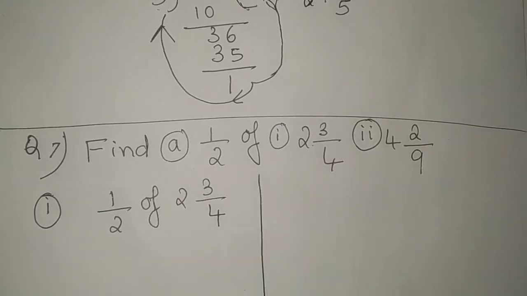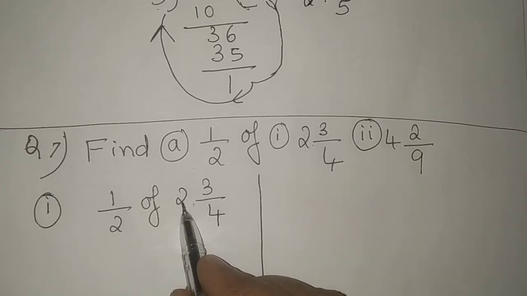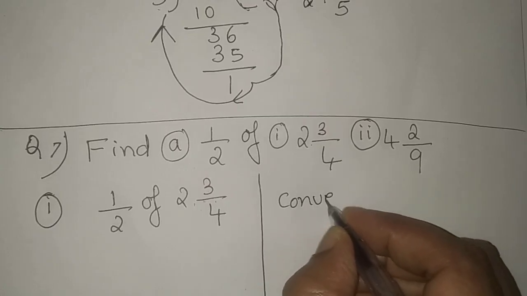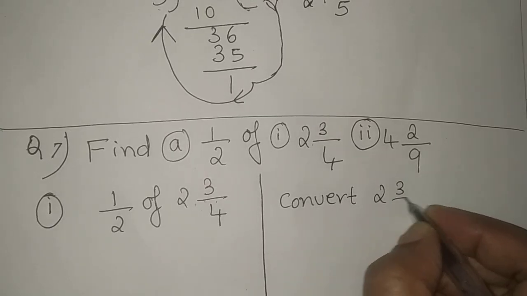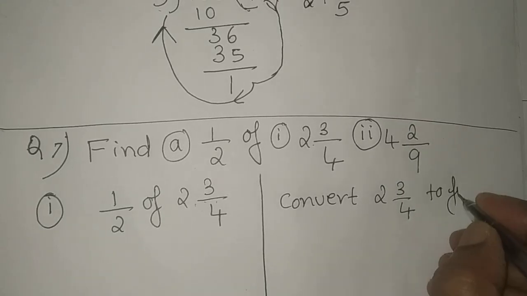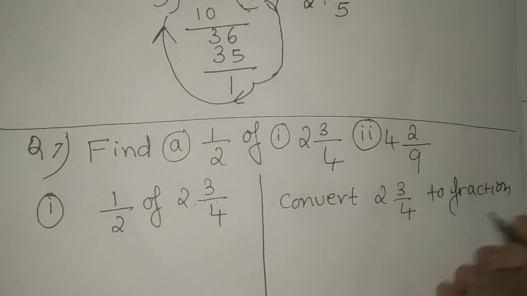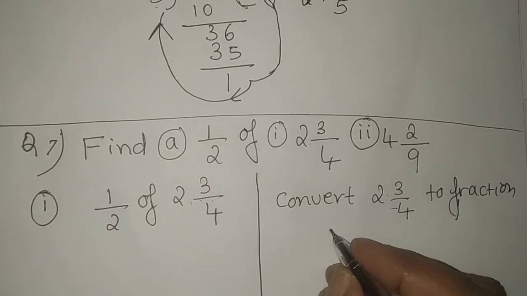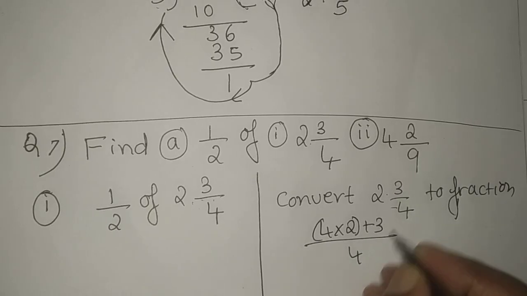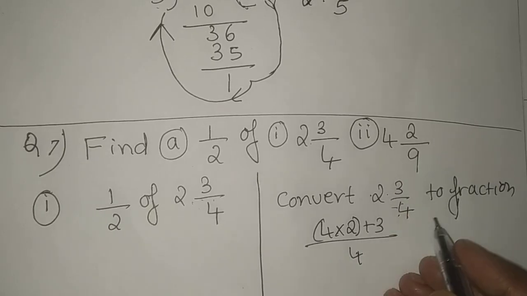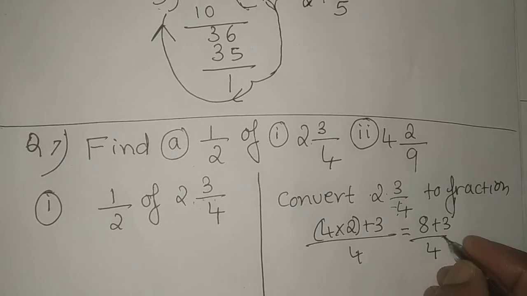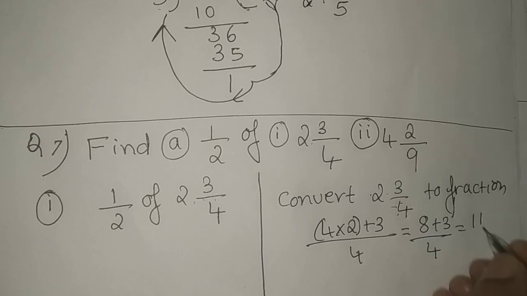So now how to solve this? First convert this 2 3 by 4 into a fraction. Therefore 4 into 2 plus 3 divided by 4. Write 4 as it is, then 4 into 2 plus 3. Therefore 4 2s are 8 plus 3 by 4. 8 plus 3 is 11, so 11 by 4.